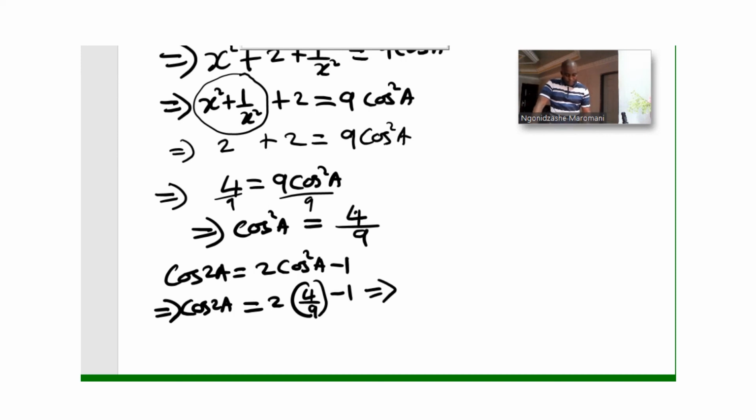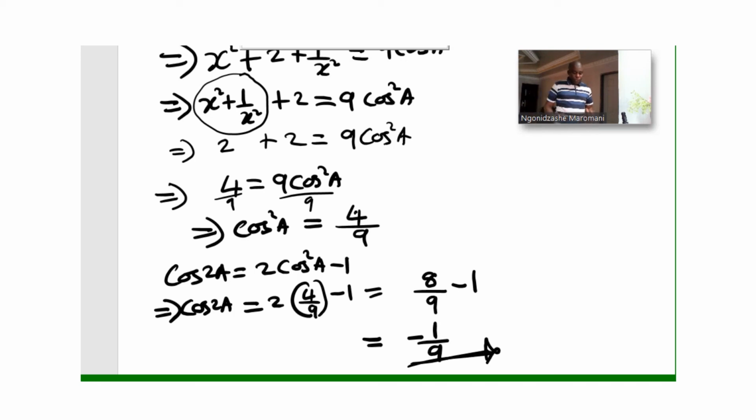Therefore, 2 times 4 over 9, you can check with the calculator, becomes 8 over 9 minus 1. Using your calculator, 8 over 9 minus 1, the answer must be negative, so the answer becomes minus 1 over 9.